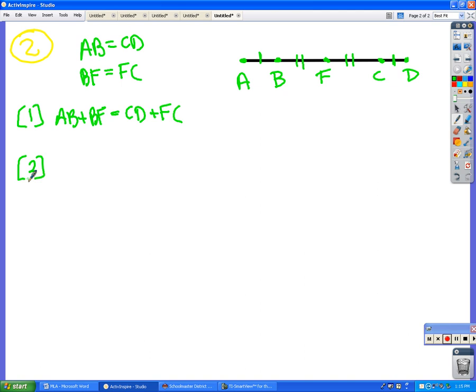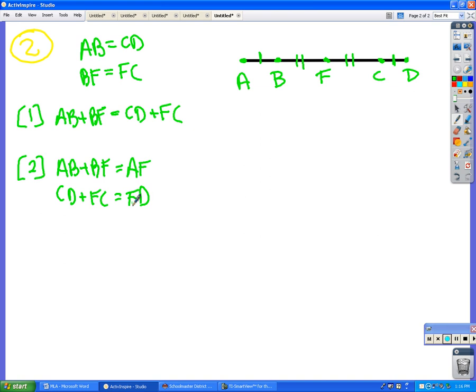Okay, and so what we know right now is that AB plus BF equals CD plus FC. So what they want us to write here, I believe, is AB plus BF equals what? AF. This little piece plus this little piece equals the entire thing, okay? And what does CD plus FC equal? FD. This piece right here from F to C plus C to D would be the same as going the whole way, so that equals FD, okay? Therefore, we know that since these two things are equal to each other, that means that AF equals FD, and that's what we were trying to prove.